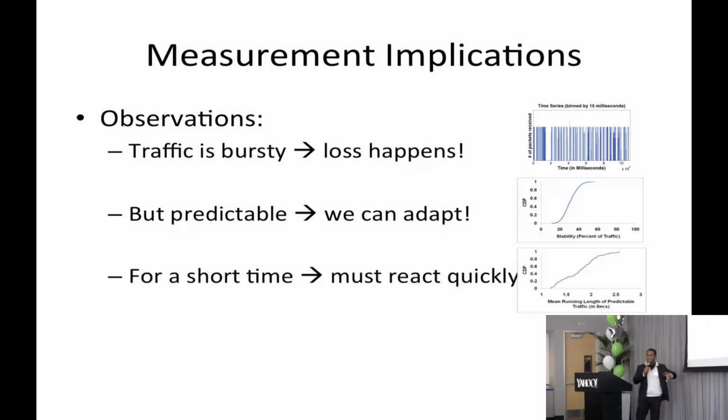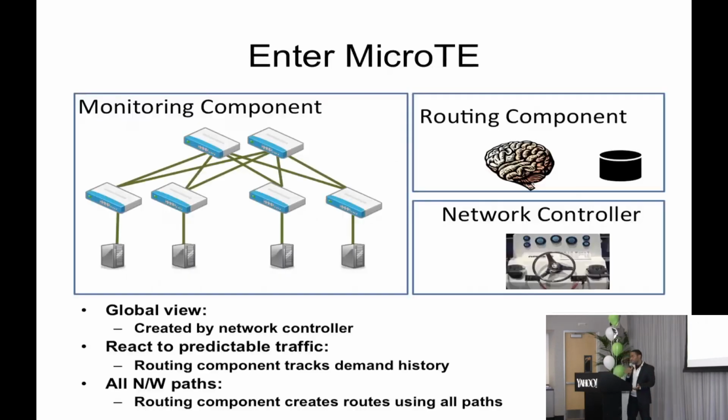And this led us to the idea: can we come up with a system that takes advantage of partial predictability and tries to improve the performance within data centers? Our solution to this was a system called MicroTE. And on a high level, MicroTE has 3 basic components.